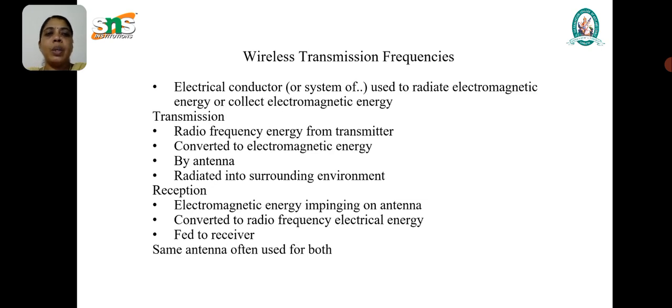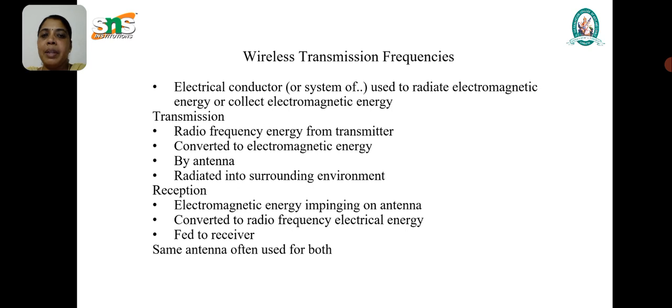Wireless transmission frequencies. An electrical conductor is used to radiate electromagnetic energy or collect electromagnetic energy for transmission. That is, wireless transmission requires an electrical conductor for transmitting the information either through electromagnetic waves, radio waves or infrared waves. So here the radio frequency energy from the transmitter can be transmitted, converted to electromagnetic energy.